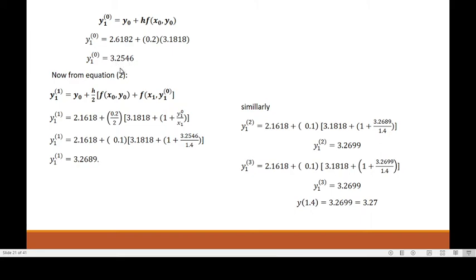Again improve this value by using the modified Euler's formula, that is, use the formula for y1 of 1, y1 of 2 and y1 of 3. Substitute y1 of 0 here, y1 of 1 here and y1 of 2 here. Once again repeat the process until you get the same answer. Therefore here you are getting the same value at y1 of 2 and y1 of 3. Therefore we conclude y of 1.4 is equal to 3.2699, that is approximately 3.27.